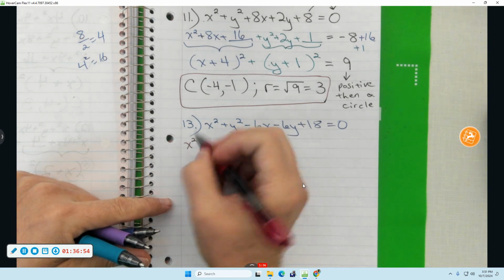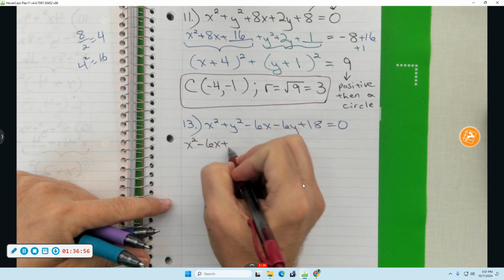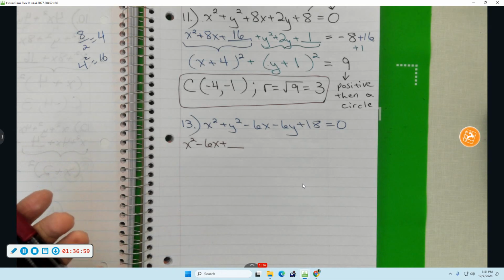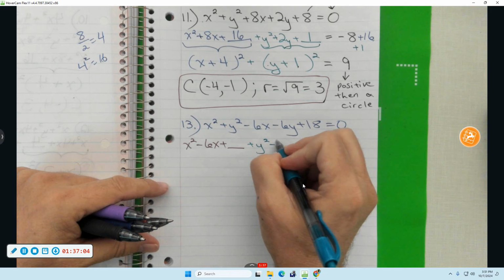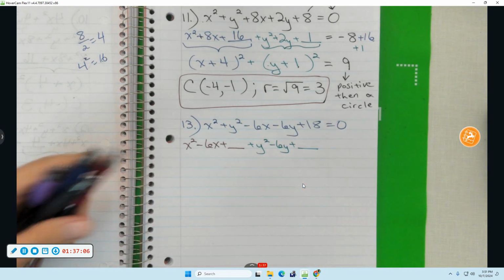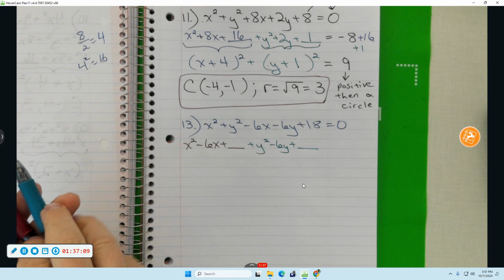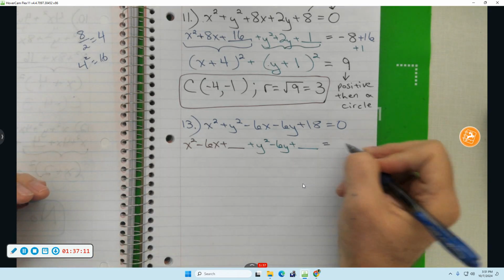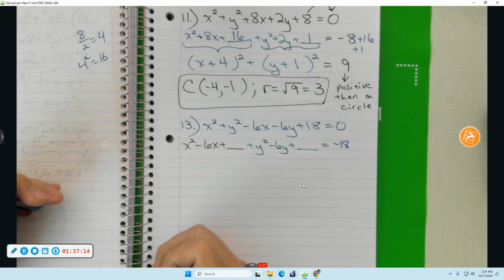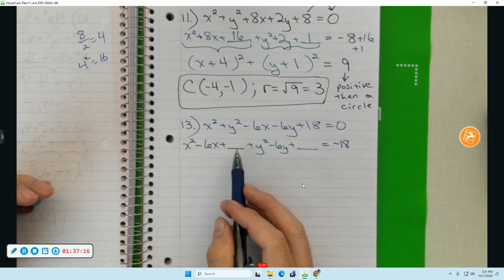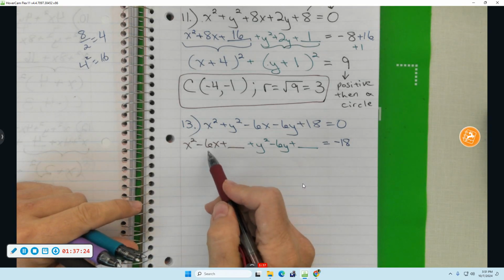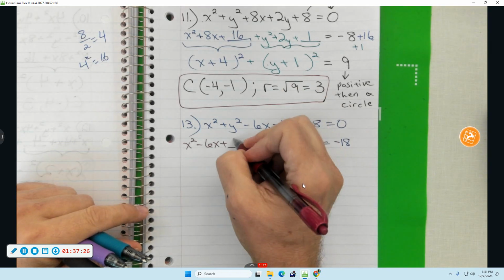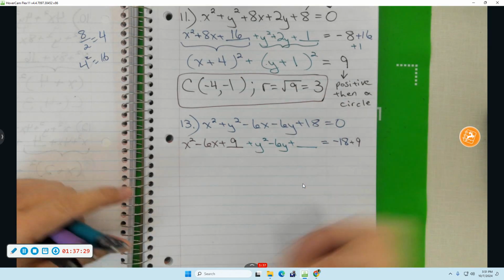X squared minus 6x plus skip some space. And y squared minus 6y plus skip some space. What are we doing with the 18? And that'll give me a negative 18. What number is going to go in the x blank? X squared minus 6x. 6 divided by 2 is 3. 3 squared is 9. Add it to both sides.